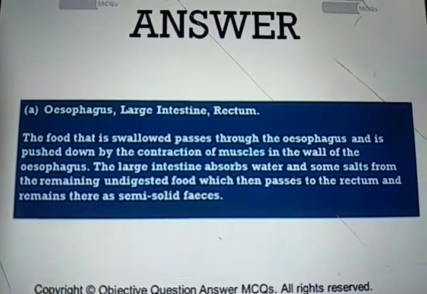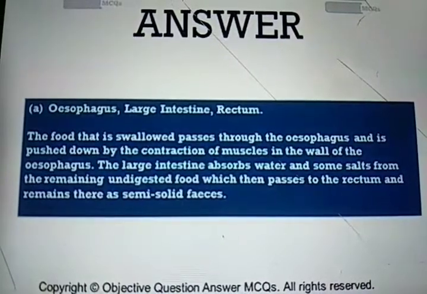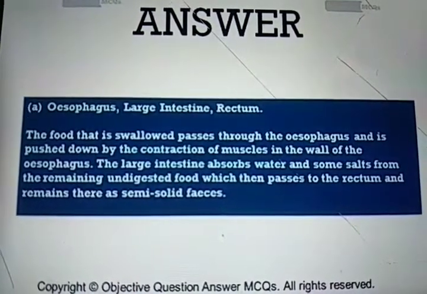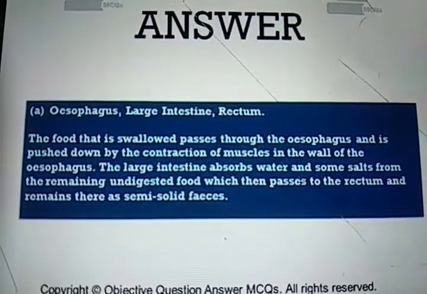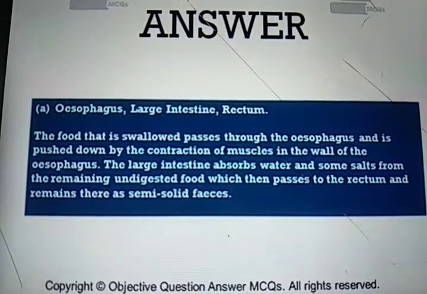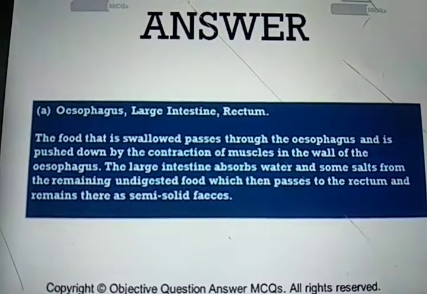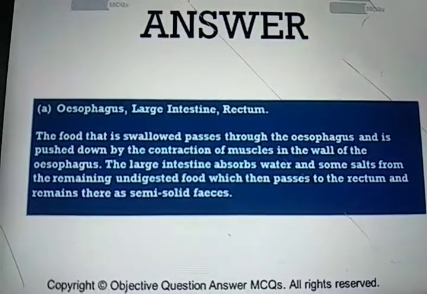The food that is swallowed passes through the esophagus and is pushed down by the contraction of muscles in the walls of the esophagus. The large intestine absorbs water and some salts from the remaining undigested food, which then passes to the rectum and remains there as semi-solid feces.